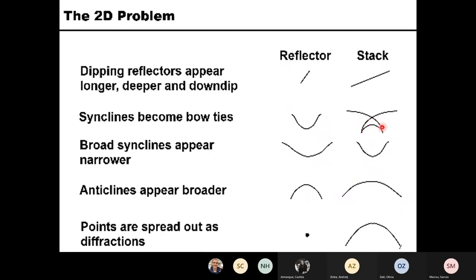separate from the bow tie, because a bow tie not only has this syncline here, but also has two other wings here. Okay, that's the anticline. If the aperture of this anticline becomes extremely small, to one point, that's a single point. That becomes what we call a diffraction in your stack section.